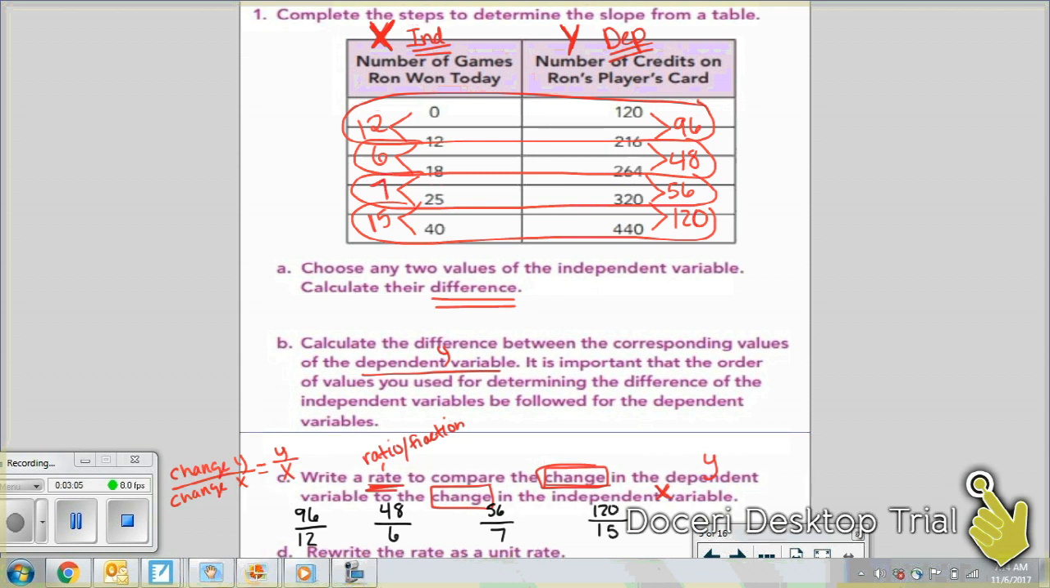Okay? Now, let's look at D for a second, and then we're going to do one other thing with these rates. So D says to rewrite the rate as a unit rate. I want you to box that unit rate. What unit rate means is we want to basically reduce these fractions to get 1 in the denominator. So we want something over 1 for our answer. So you've got to do some reducing here. I'm going to give you another minute. I want you to go back and reduce all these fractions down and see if you can make them something over 1. Ready? Begin.